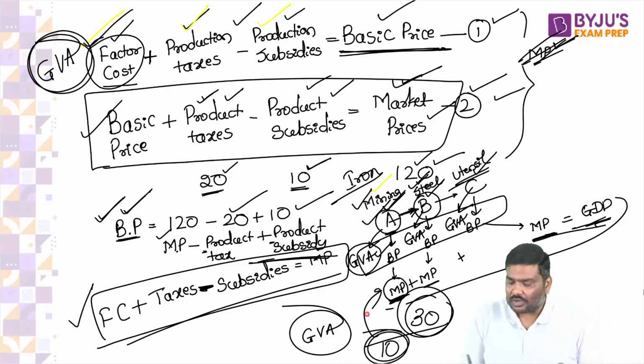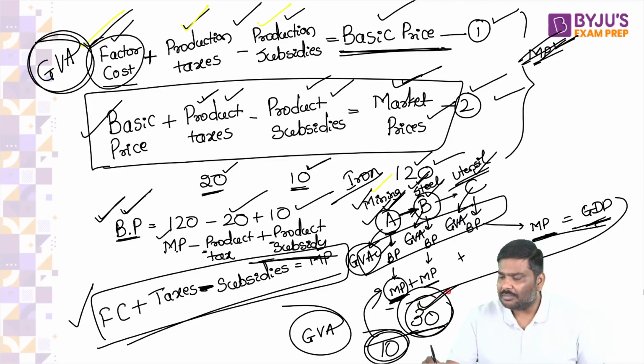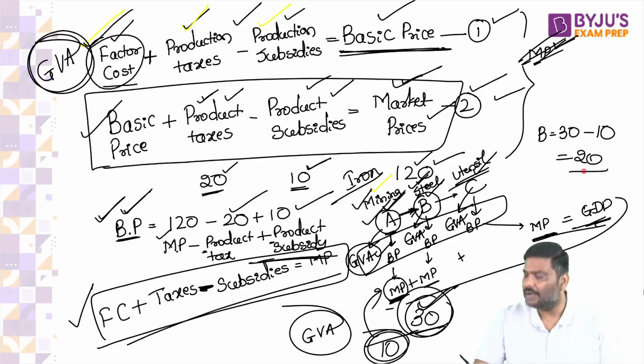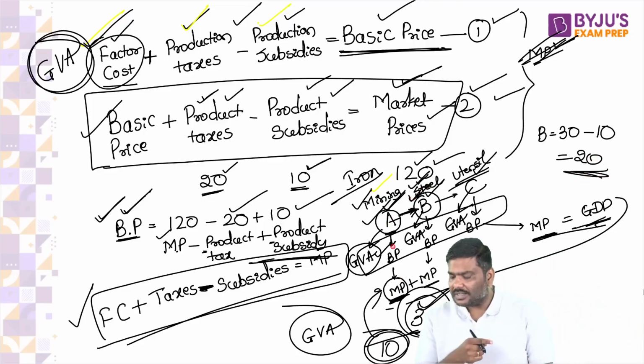I will calculate gross value addition. How do you calculate the value addition done by company B? The value addition done by company B is the output price minus the input price. That will be 20 rupees. Gross value addition done by company B will be 20 rupees. Any problem at least now?